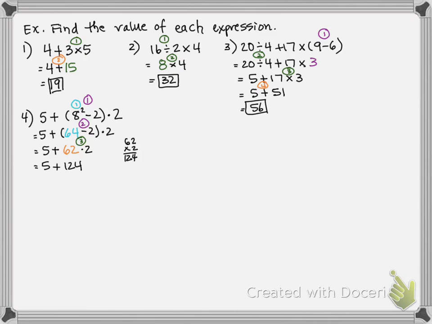Last step is to add, and I get 5 plus 124 is 129. So notice again, start off broad, and then I get to the narrow part.